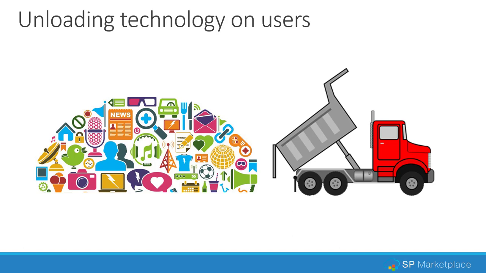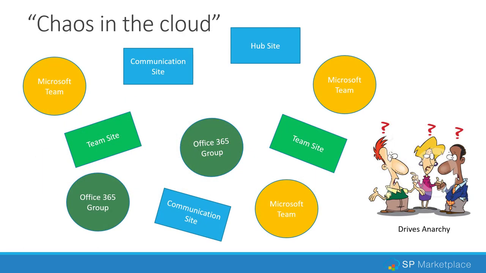And in some cases, it actually can turn into anarchy with people creating sites and team sites and doing different communication sites and SharePoint sites and so on. And we call it chaos in the cloud is what often happens. It's because they never step back to say, how should we use this? How should we organize for this?